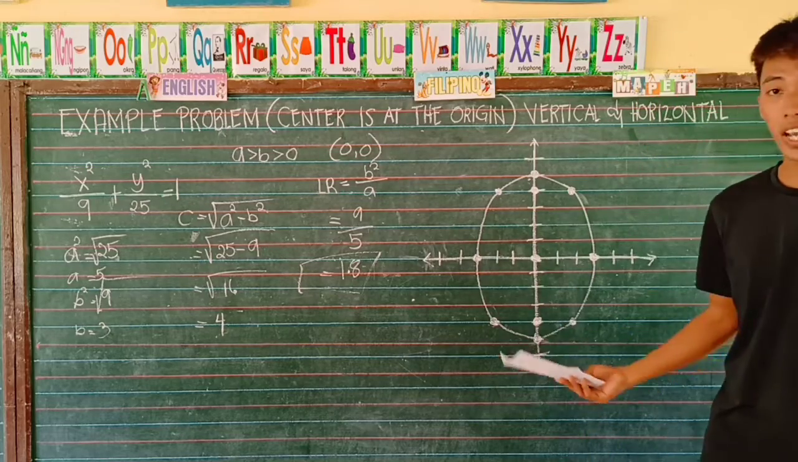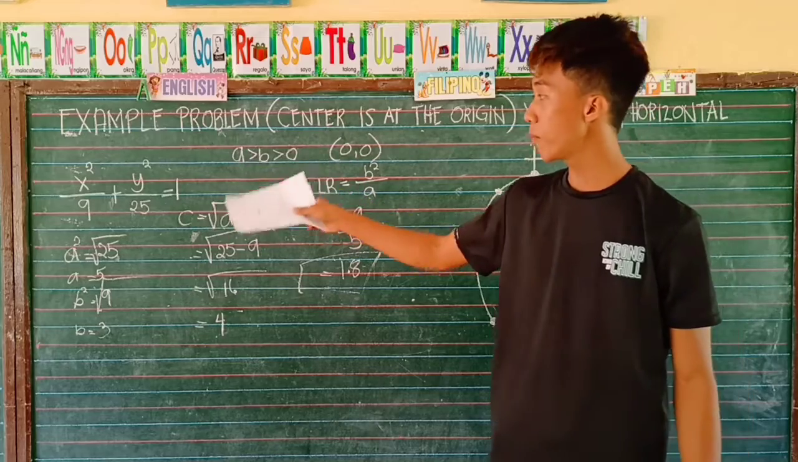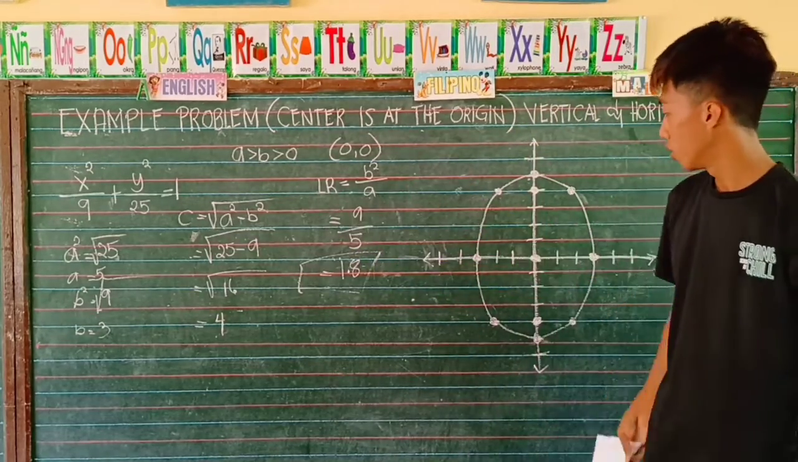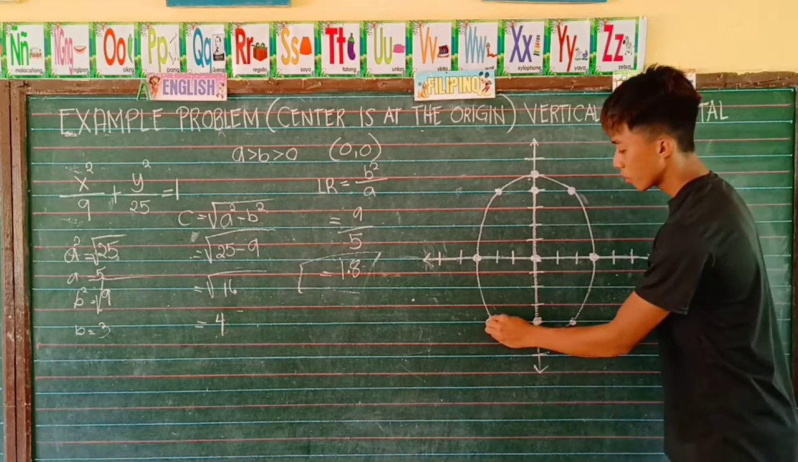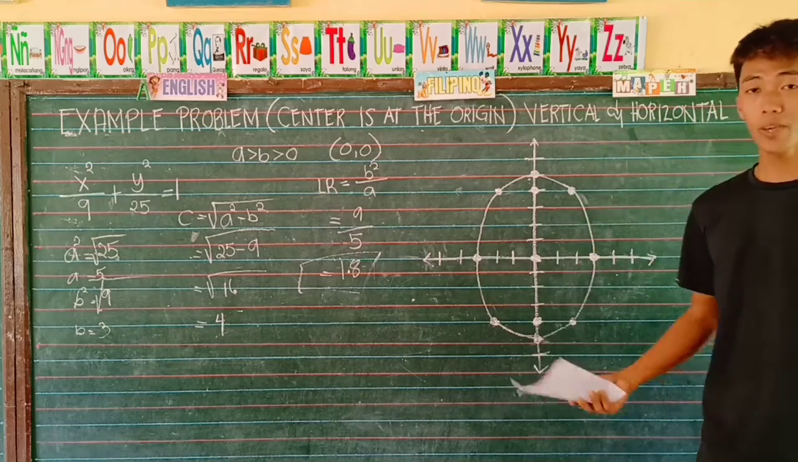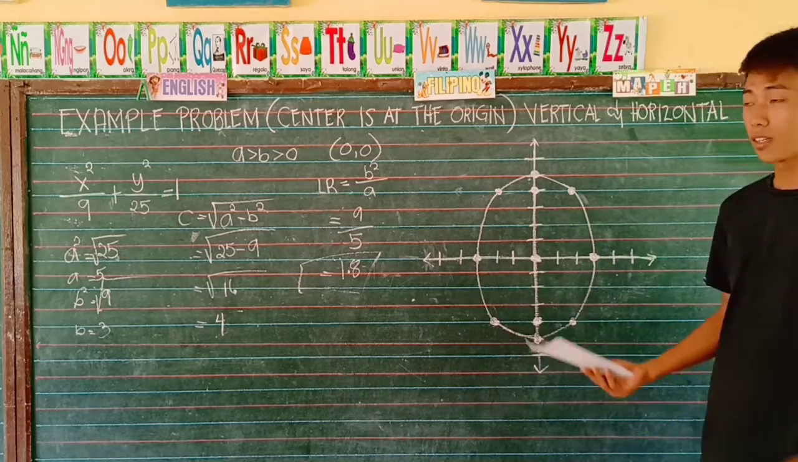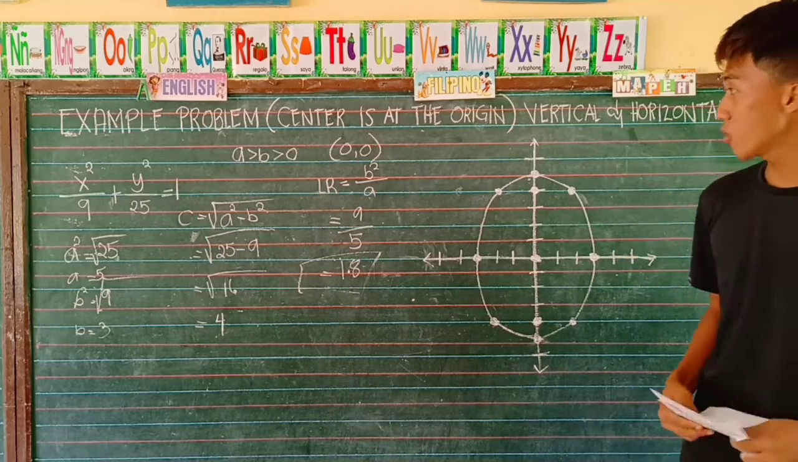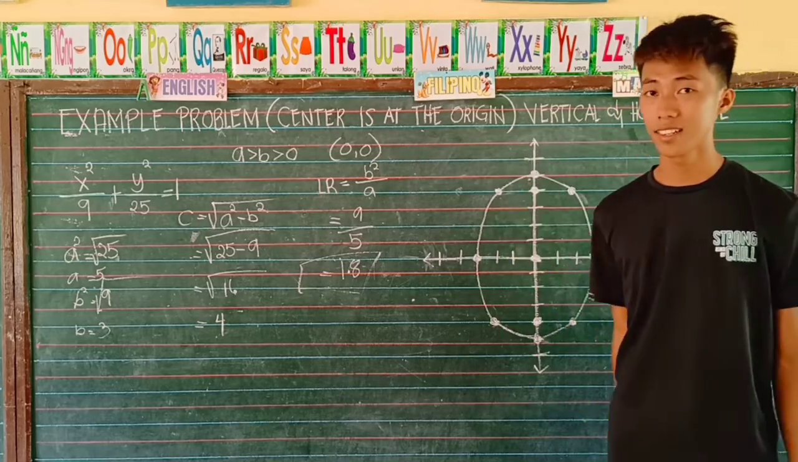So, mao ni ang porma sa atong ellipse, sa atong equation nga x squared over 9 plus y squared over 25 is equal to 1. Vertical axis, and so, mao ni approximate ang porma sa atong ellipse. And that's all for the example problem when the center is at the origin. That's all.